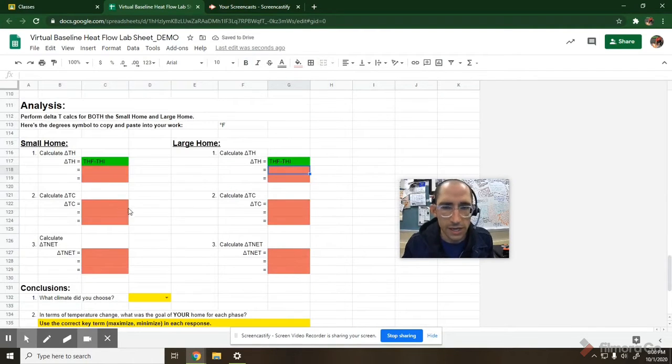All right, delta TC, cooling temperature change. What are the variables for that? Well, it's still going to be final minus initial, but instead of THF, temperature heating final, it's going to be temperature cooling final, TCF, minus temperature cooling initial, TCI. All right, and the same thing over here.